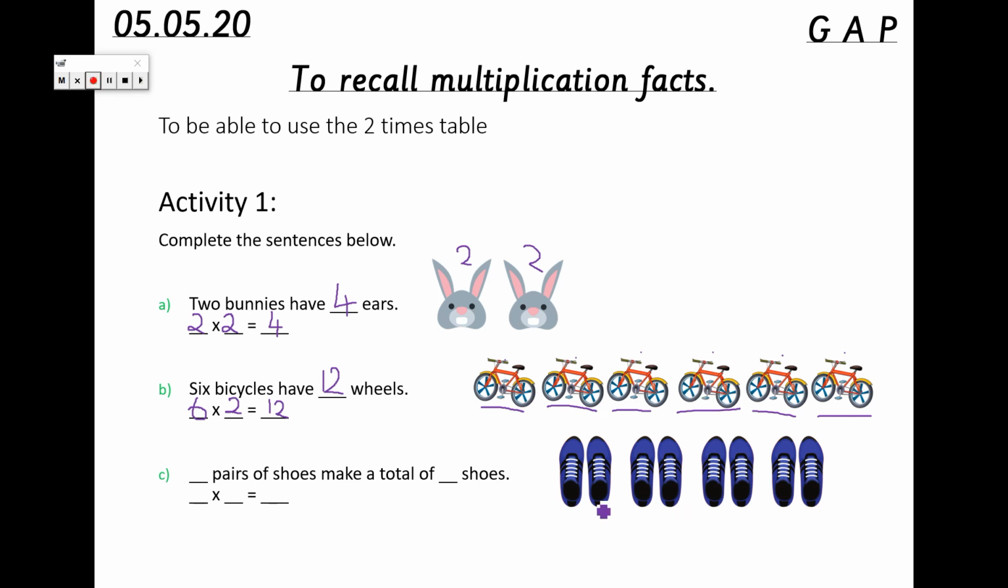So let's have a look. First of all, we've got, this is 1 pair of shoes, this is 2 pairs of shoes, we've got 3 pairs of shoes and 4 pairs of shoes. So 4 pairs of shoes make how many shoes altogether? Can you count those shoes and see how many you get?